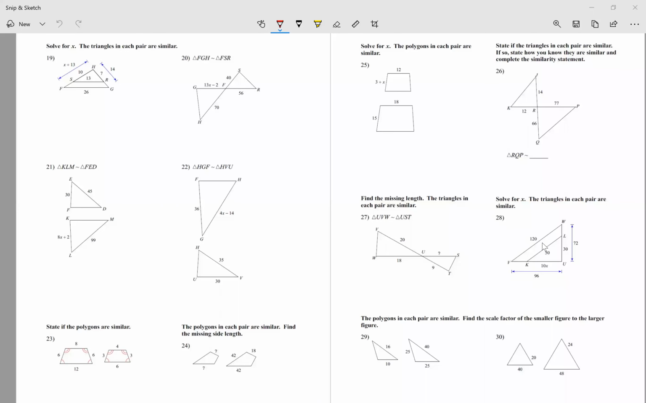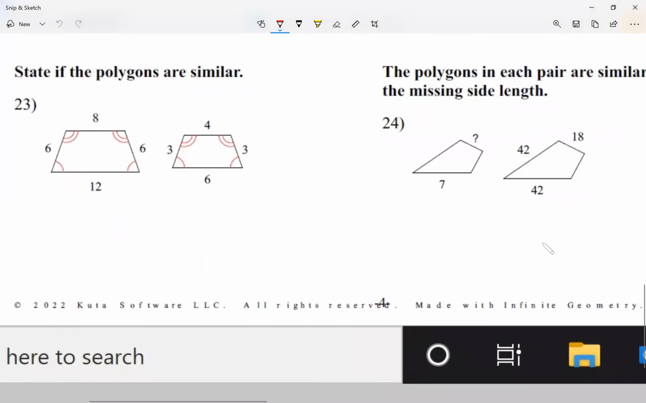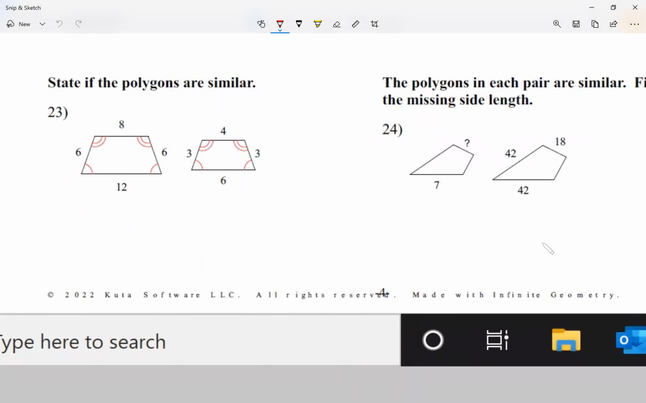All right, let's do a quick review of this week. I'm going to work questions 23 through 28. So the first part is when we learn whether the sides were similar. So state if the polygons are similar.